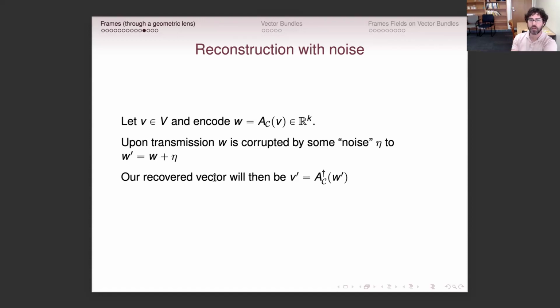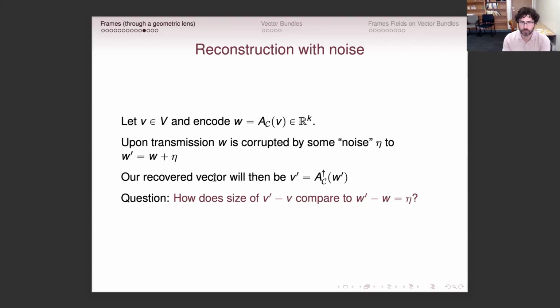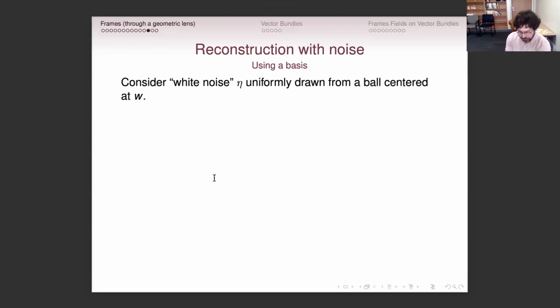the corrupted vector. And then I'll get a new vector v prime that probably won't be the vector that I first thought of. And so a question we'd like to ask ourselves is, how does the size of the error in reconstruction compare to the size of the noise? And so this is not a super hard question to answer with a little bit of linear algebra.